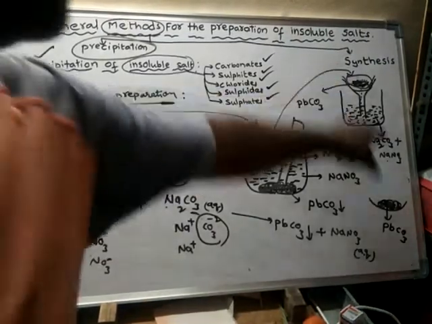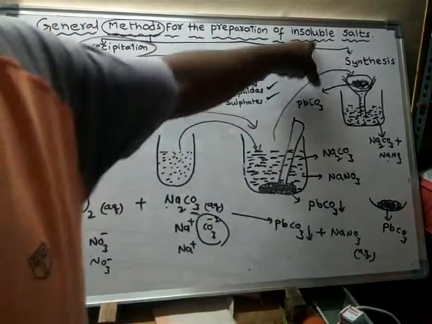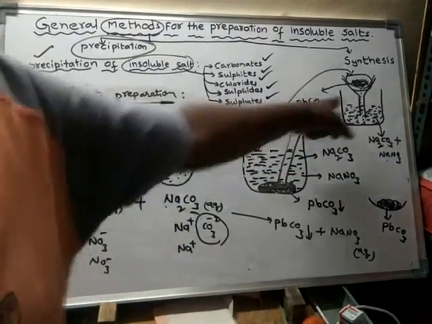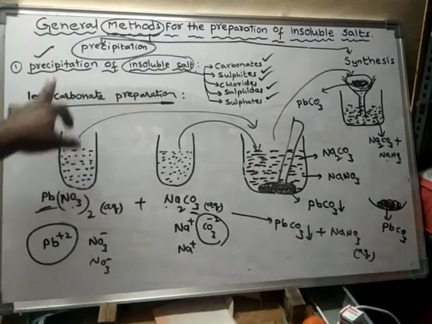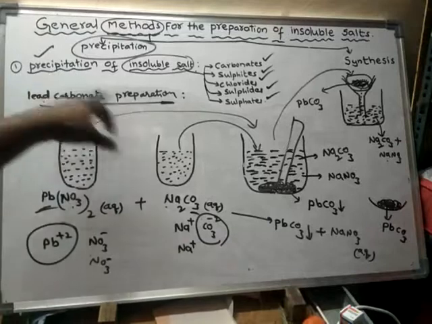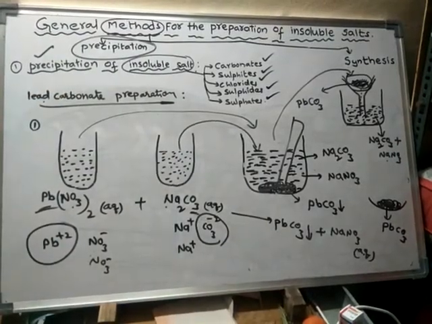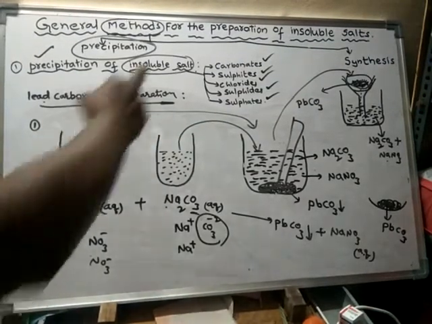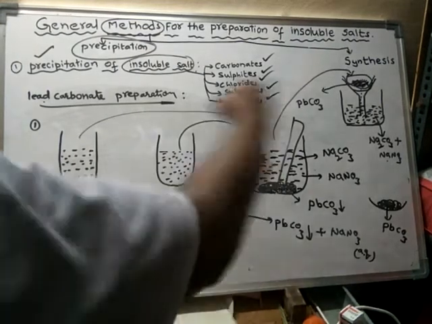So in this method we have prepared lead carbonate, which is an insoluble salt. This is called the precipitation method. So, lead carbonate preparation by the precipitation method, precipitation of an insoluble salt. Like this, we can prepare insoluble salts by using precipitation methods.